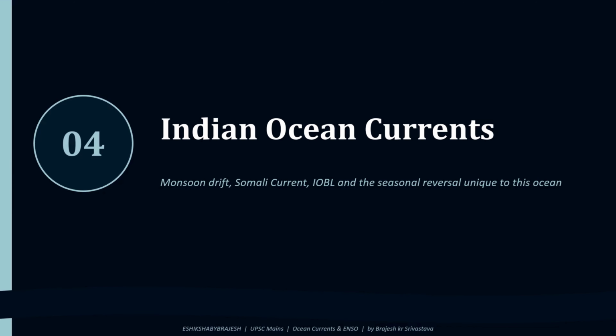Module 4. Indian Ocean Currents. The Indian Ocean is unlike any other ocean on Earth. Its currents do not follow a fixed pattern year-round. They reverse completely between summer and winter. This makes the Indian Ocean uniquely important for understanding the Indian monsoon.